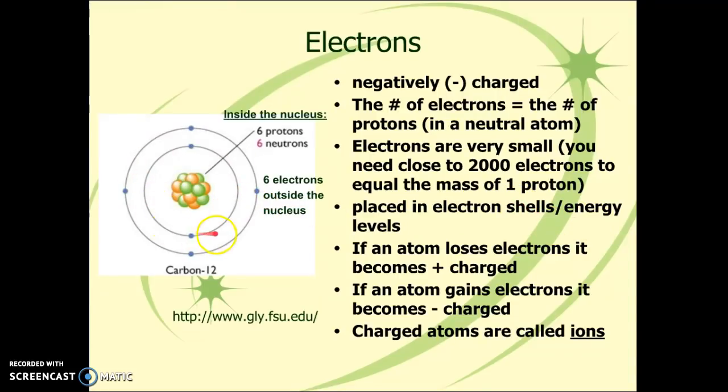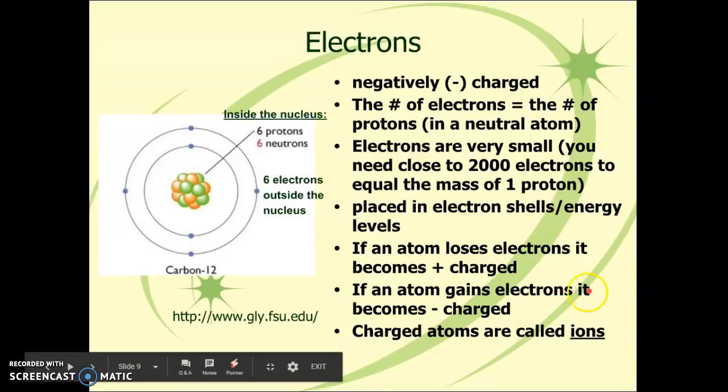Here's an example of some electron shells. Usually the first shell, as we call it, inside the electron cloud, contains 2 electrons. And then as you go out, there can be different numbers of electrons in different shells. Once one shell gets filled up, the next shell starts to fill up, and so on and so on. If an atom loses electrons, it becomes positively charged. If an atom gains electrons, it becomes negatively charged. And when it's charged, we call that an ion.